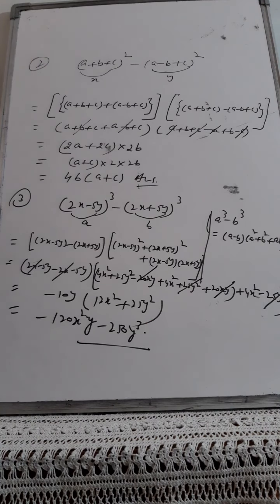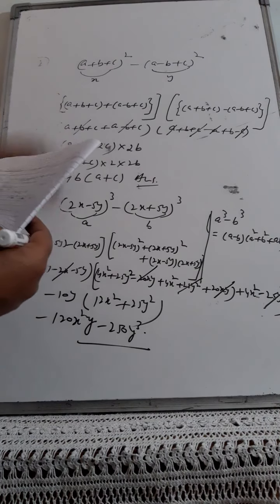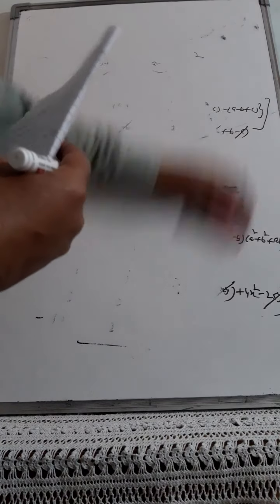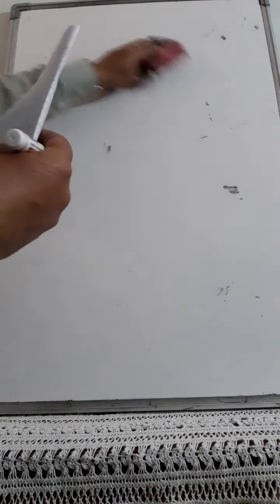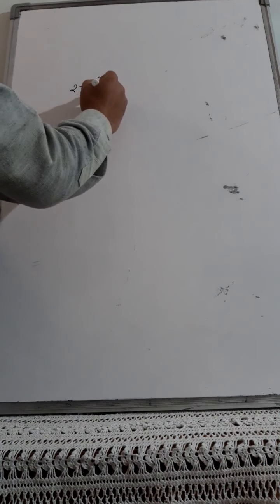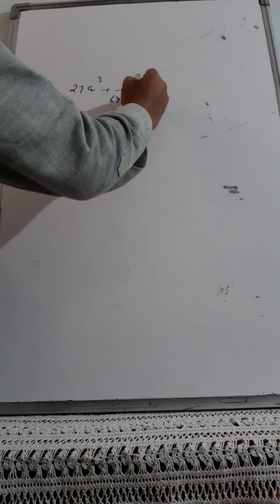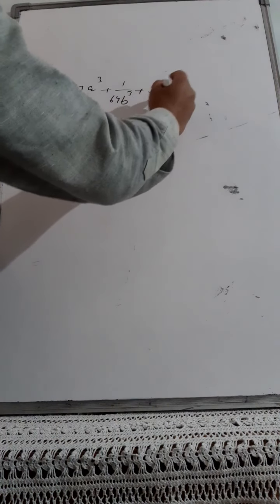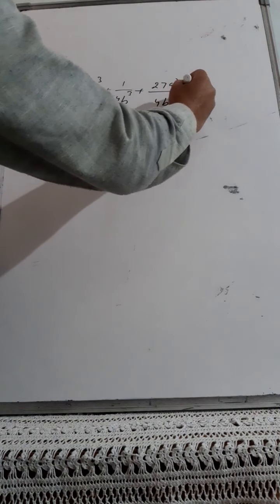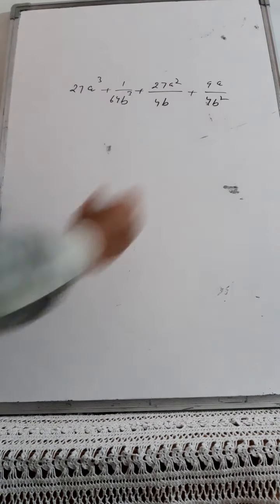And then it was number 4, to factorize 27a cube plus 1 upon 64b cube plus 27a square upon 4b plus 9a upon 4b square.